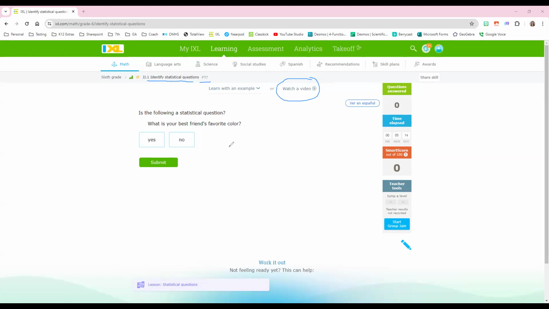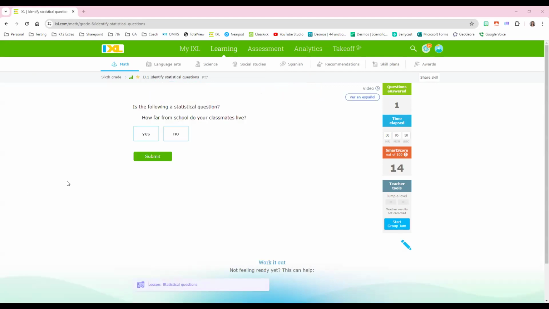For question number 1, it wants to know, is the following a statistical question? What is your best friend's favorite color? When we look at this question, could we get lots of answers, or is there one answer? Because it specifically asks about your best friend, there's really only going to be one answer. It's one person that you're asking, so this would not be statistical.